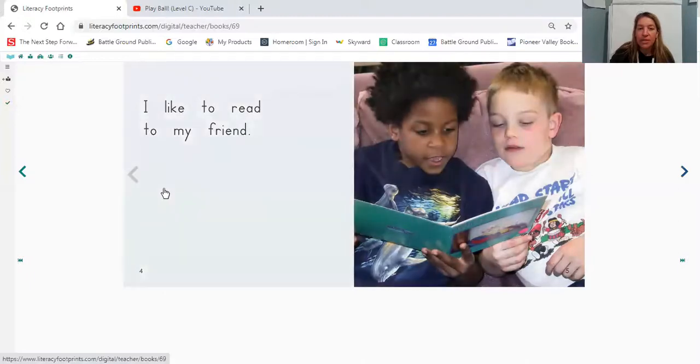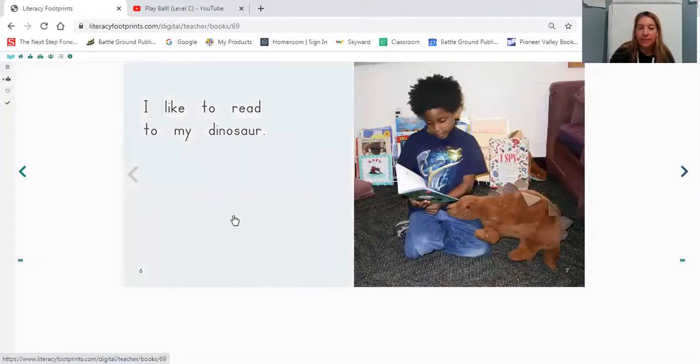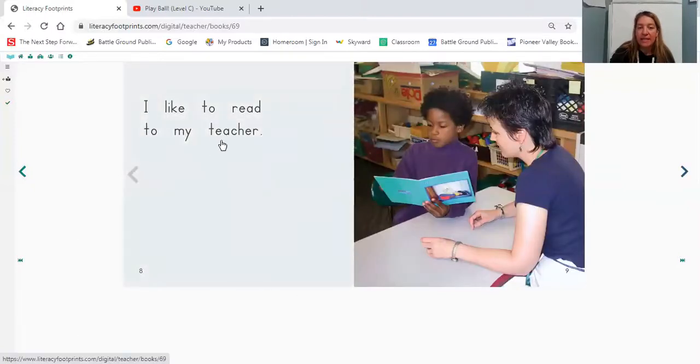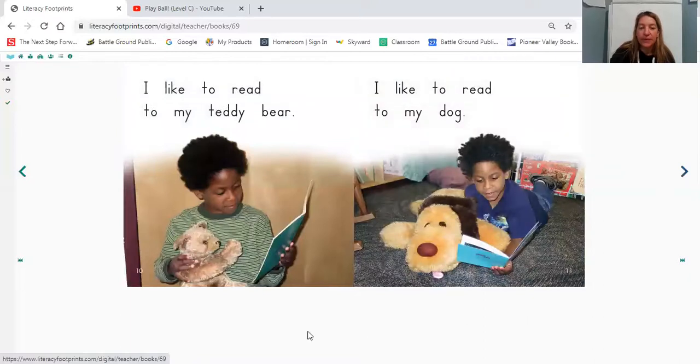Good. Look at the picture. Do you remember who he's reading to? I like to read to my friend. Look at the picture. I like to read to my dinosaur. Do you remember who that is? That's his teacher. I like to read to my teacher. Do you remember who this is? I like to read to my teddy bear. I like to read to my dog.